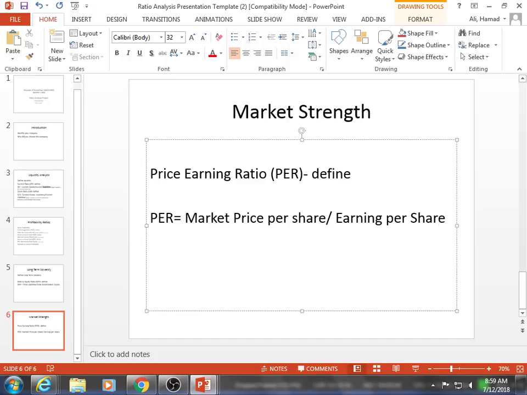All right, so for market price, you have to go online and figure out what your market price per share is.